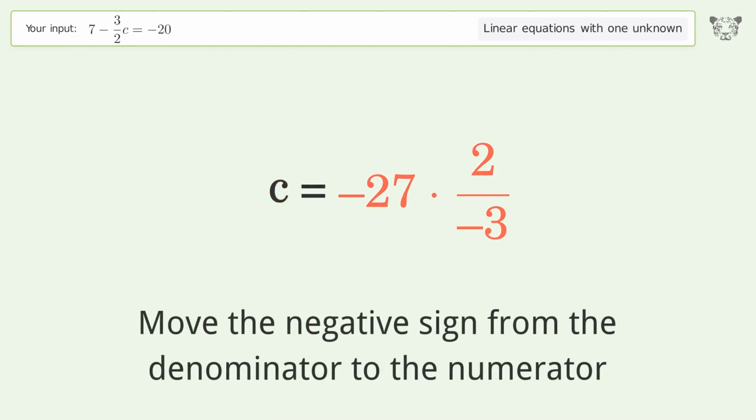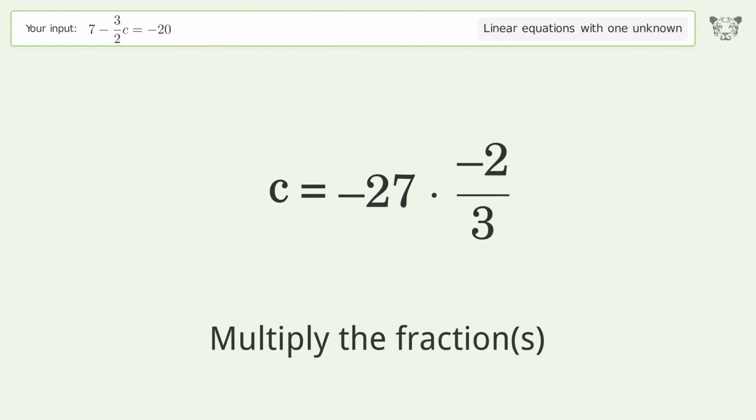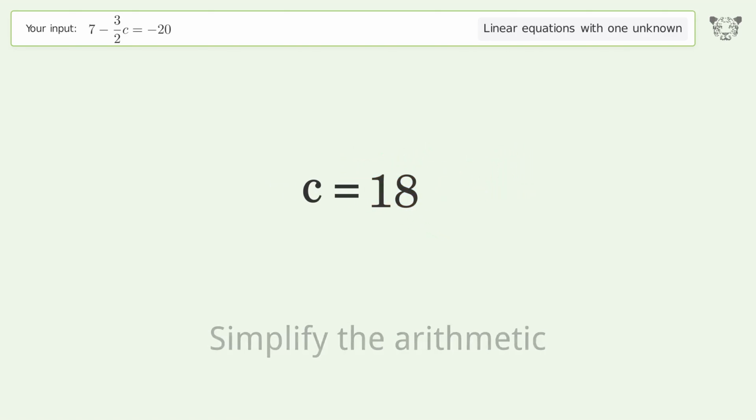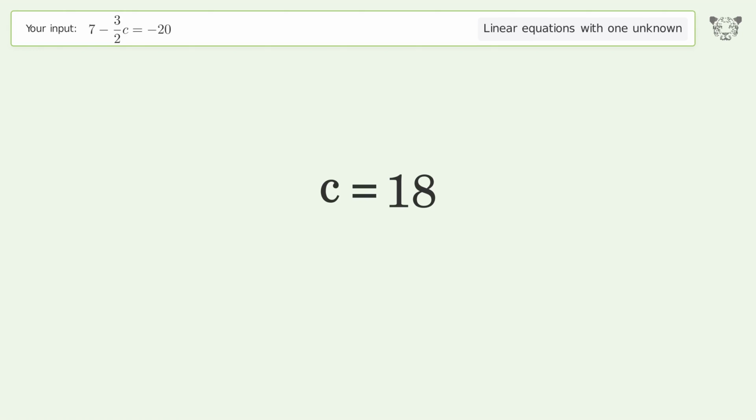Move the negative sign from the denominator to the numerator. Multiply the fractions. Simplify the arithmetic. And so the final result is c equals 18.